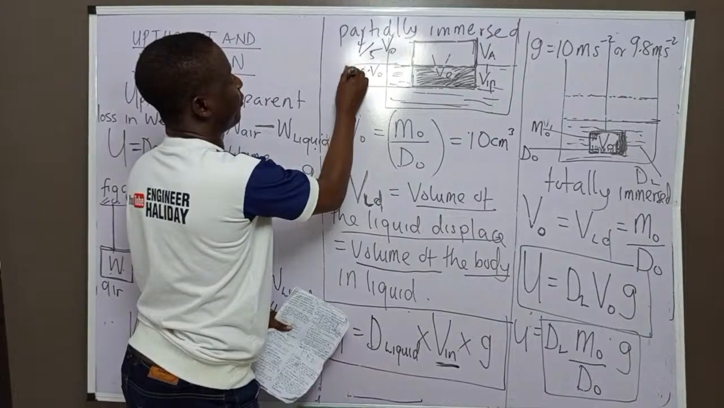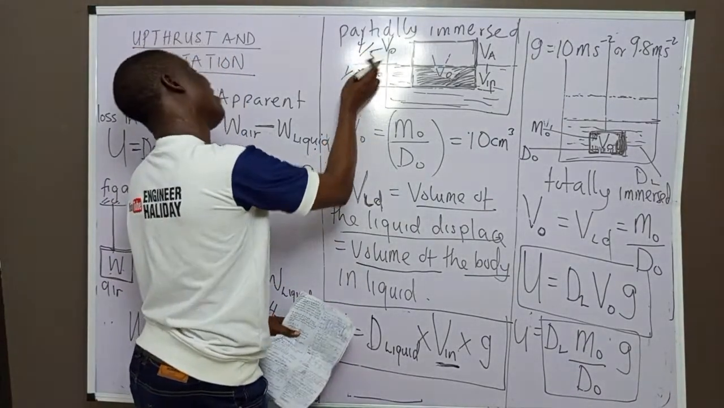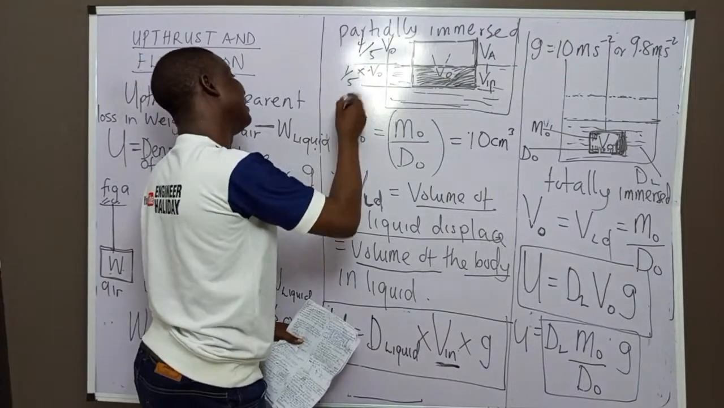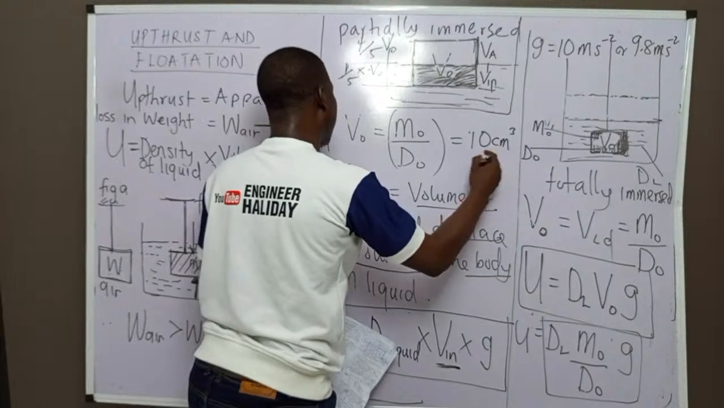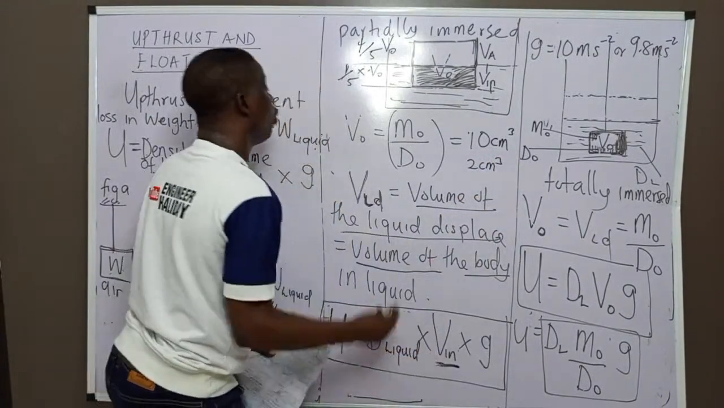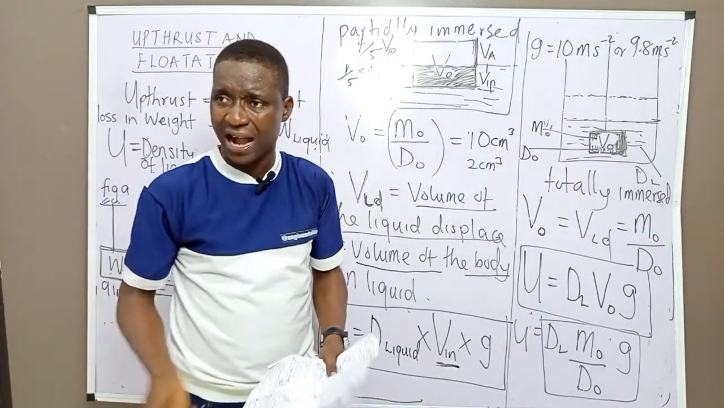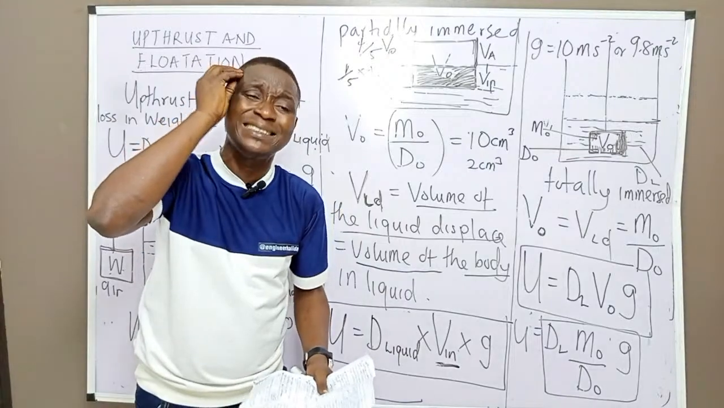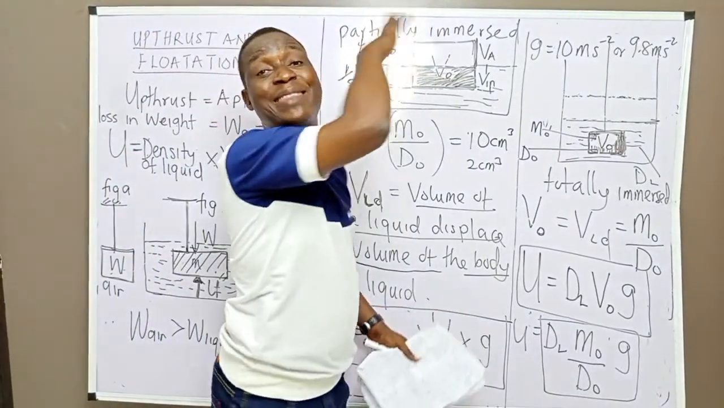1 over 5. Don't forget, you just subtract 4 over 5 from 1, and you get 1 over 5. So 1 over 5 of the volume, which is 10, will now be 2 centimeter cube, the volume of the liquid displaced. Sometimes they will give you the volume above to be 4/5. Then you need to think that if 4/5 is the volume that will be above, that means the part that does not enter the water.